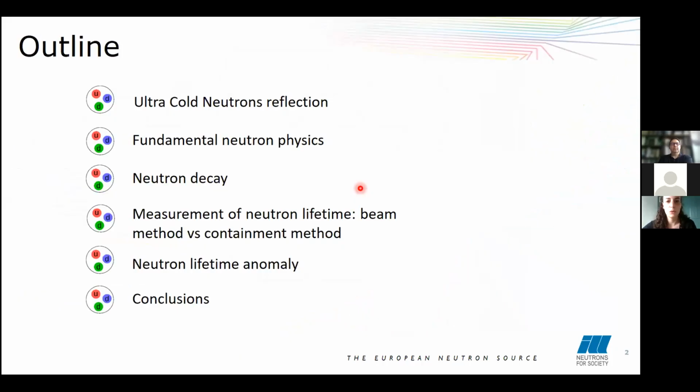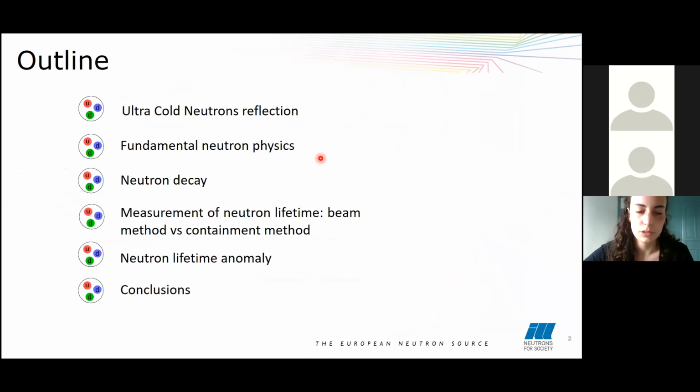So this is the outline I'm going to follow. I will quickly recall what ultra-cooled neutrons are, and then I will go to particle physics, and in particular to the measurement of the neutron lifetime. I will focus on the two techniques used to measure the neutron lifetime, which are the beam method and the container method. And then I'll go to the so-called neutron lifetime anomaly, and I'll close with the conclusions.